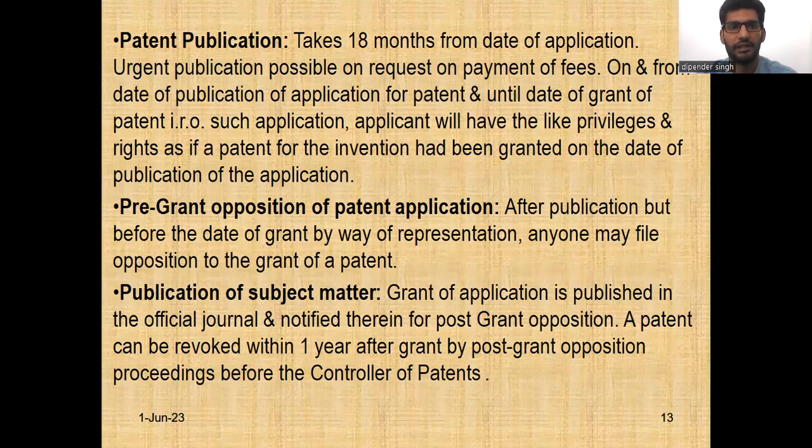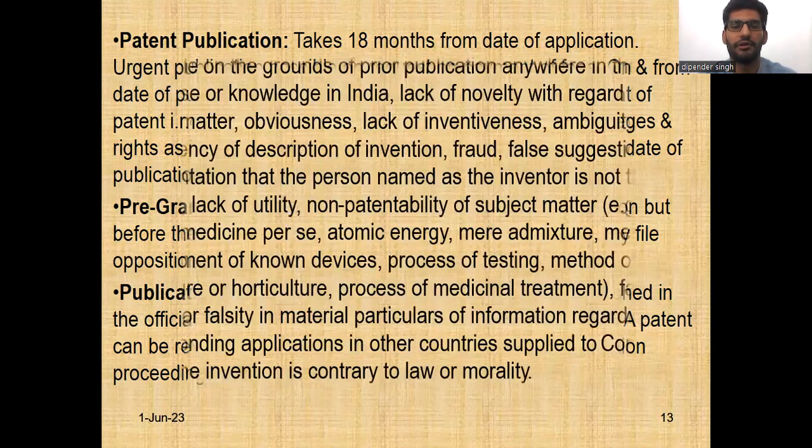publication of the application. Pre-grant opposition of patent application: after publication, but before the date of grant, by way of representation, anyone may file opposition to the grant of a patent. Publication of grant: the grant of the application is published in the official journal and notified therein for post-grant opposition. A patent can be revoked within 1 year after grant by post-grant opposition proceedings before the controller of patents.